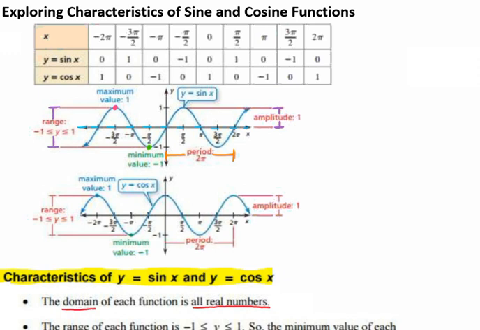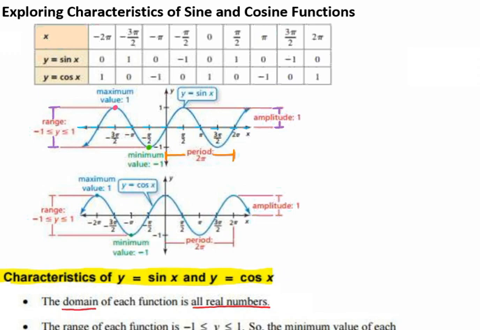In this video, we're going to talk about the characteristics of a sine and cosine function. So notice here that we have an example of a table with values for y equals sine of x and y equals cosine of x. Here we have our y equals sine of x function, and here we have our y equals cosine of x function. Notice that each lives between a range of -1 and 1. They each have maximum values and minimum values and x-intercepts.